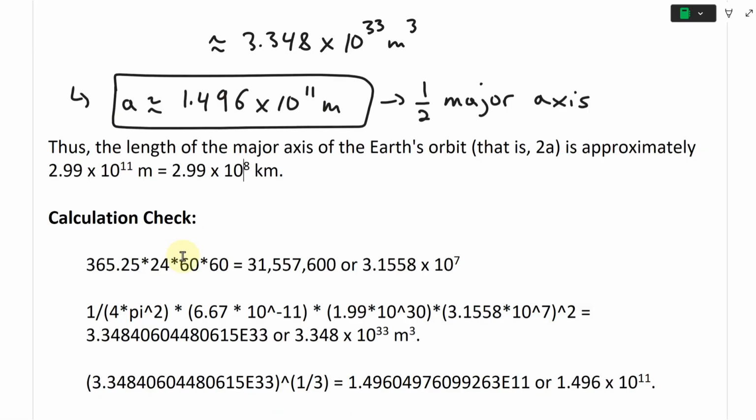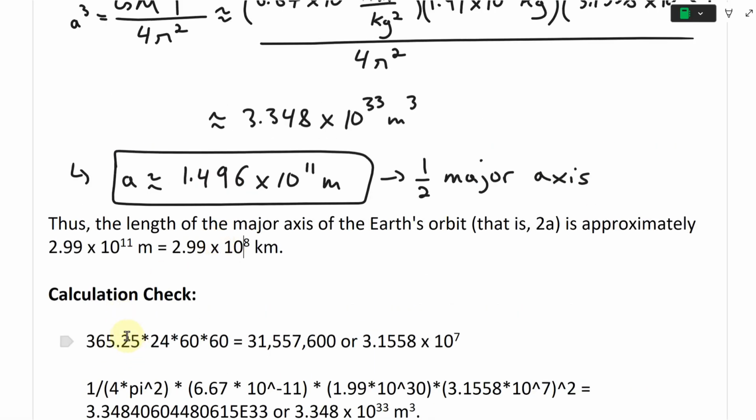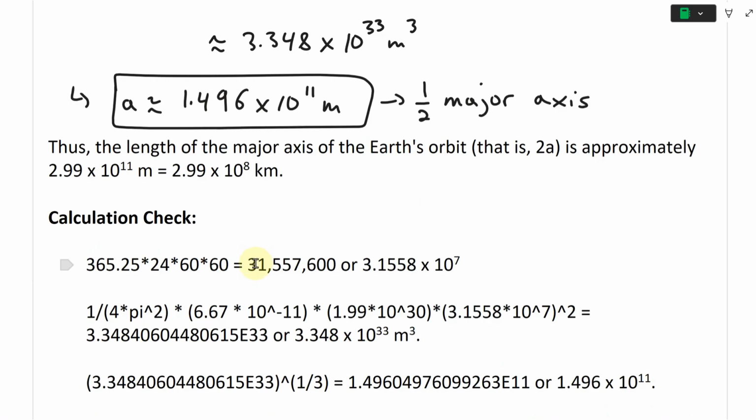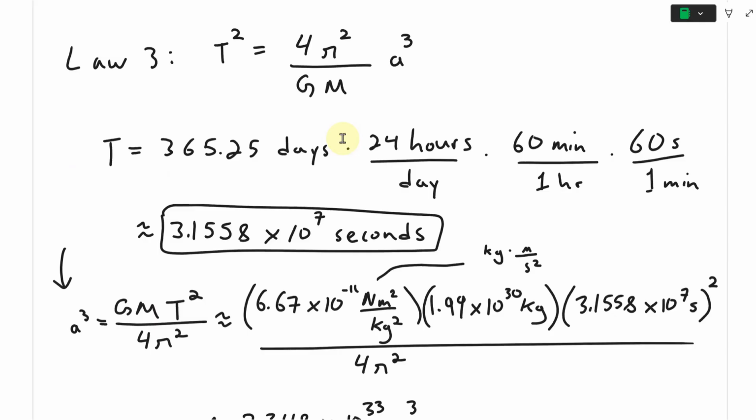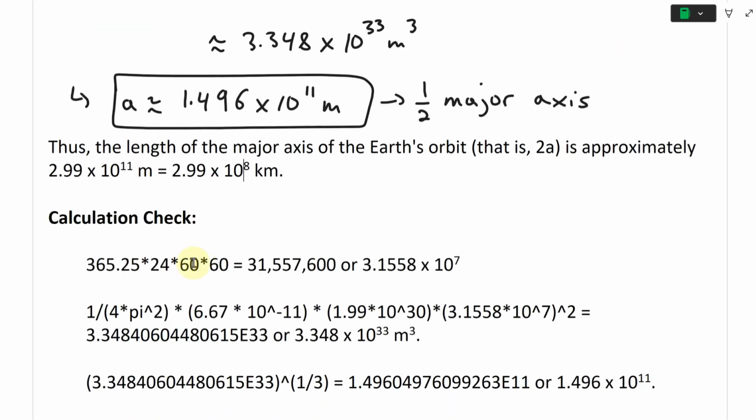All right, and here's a calculation check that I did above here. So 365.25 times 24 times 60 times 60. My Microsoft OneNote has a built-in calculator. Just plug that in, write space equals space, and it automatically solves it. We get 31,557,600, which is 3.155 rounded up, times 10 to the power of 7.